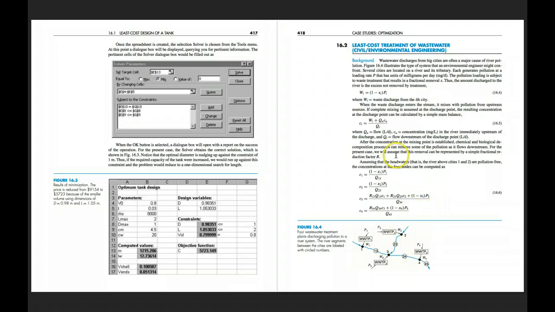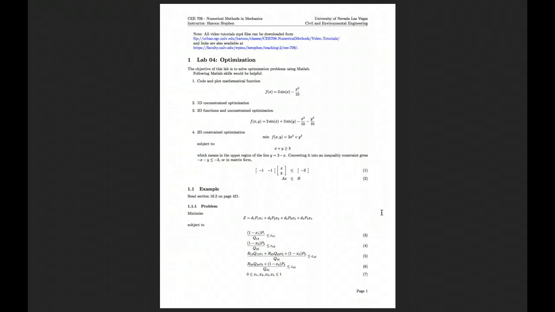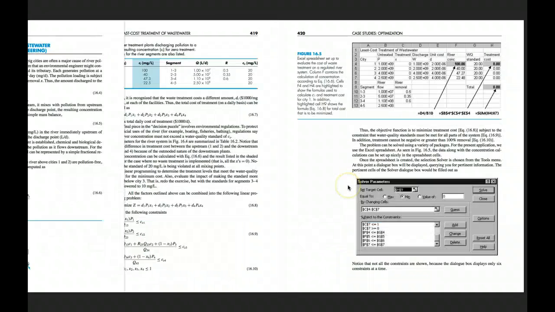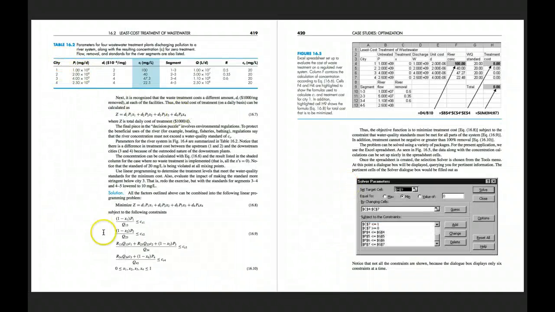some treatment. And the concentration of the waste, as well as the concentration of the pollutants, and also the treatment plants' operations are described through these sets of equations. And if you go to the next page, all the parameters of the problem are also given in table 16.2.